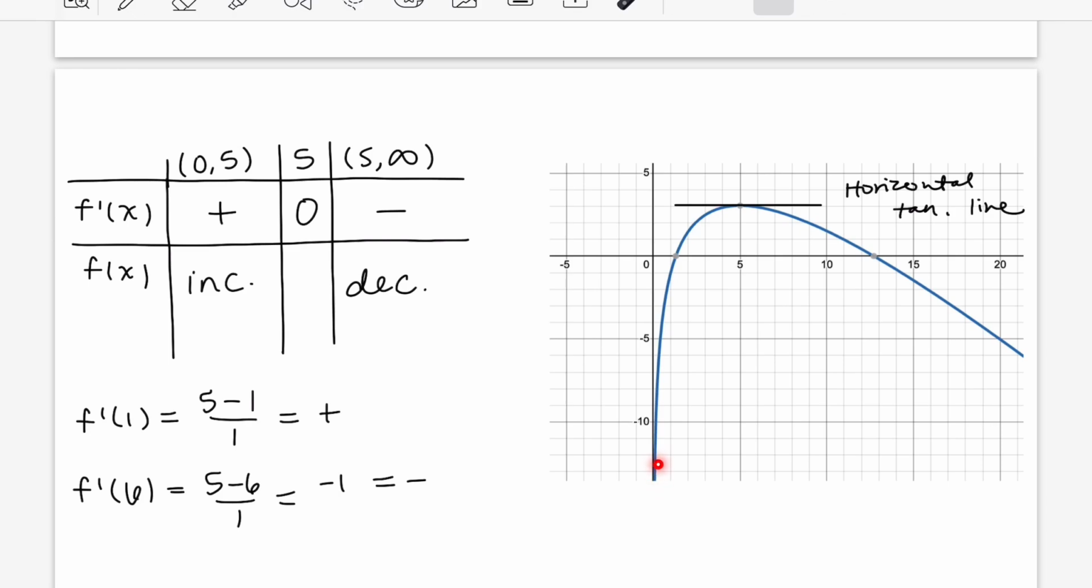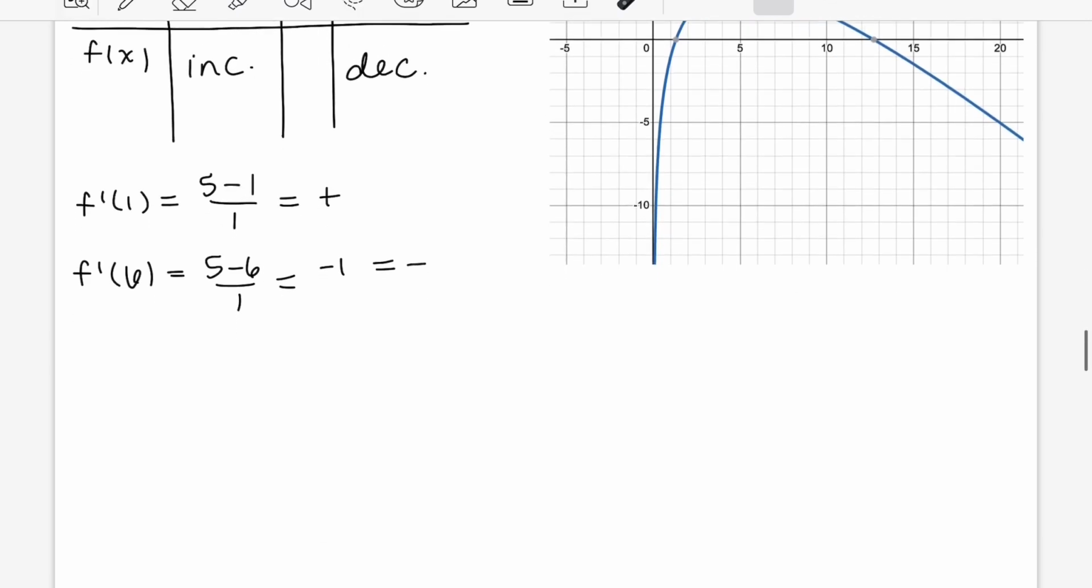And then all of our f of x values before this point here are getting greater and greater as we move from left to right on this graph. So in this region, our function is increasing. And then after this point here, as we move from left to right, we see that all of our f of x values are getting smaller and smaller, so it's decreasing in this region. And that matches what we have here.